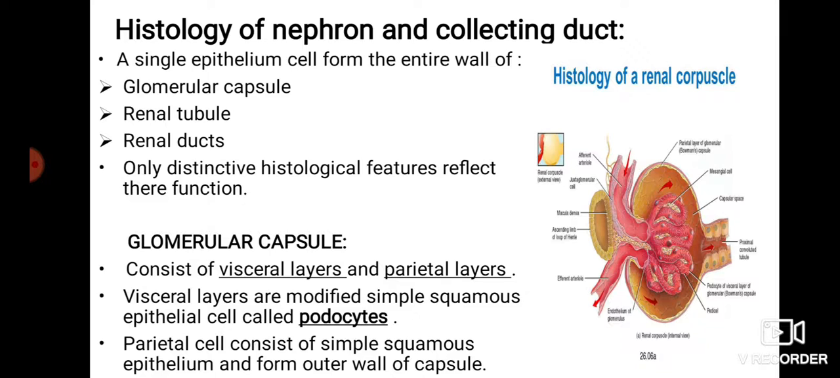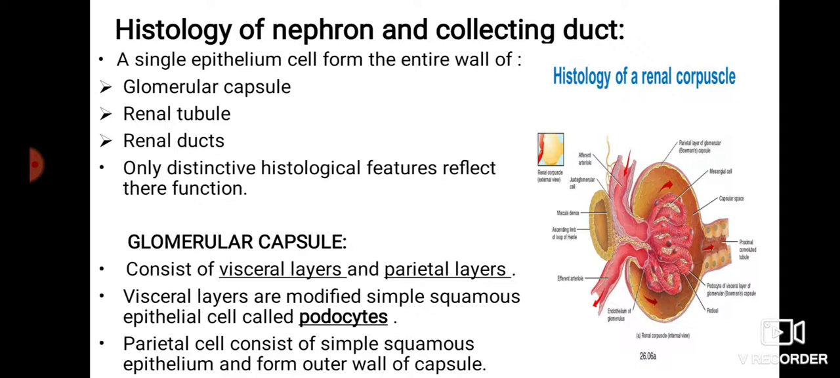Okay. So, the glomerular capsule consists of a visceral layer and the other is the parietal layer. Okay, the visceral layer is made of modified simple squamous epithelial cells called podocytes. The many foot-like projections of these cells, that is the pedicels, wrap around a single layer of epithelial cells of the glomerular capillary and form the inner wall of the capsule.